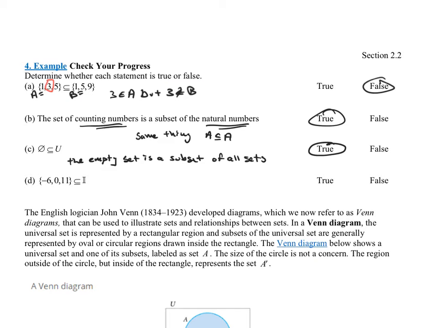Okay, and then how about negative 6, 0, and 11 is a subset of the integers. So the question is, are negative 6, 0, and 11 all integers? Integers are positive and negative numbers, so that is true. These are all integers.